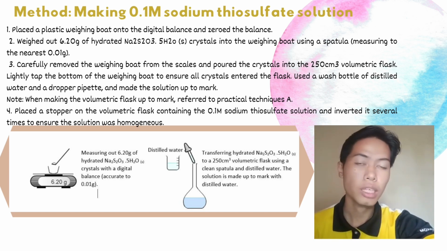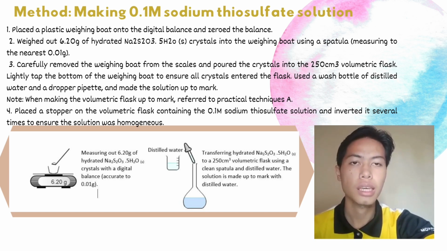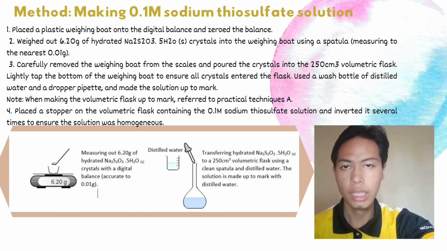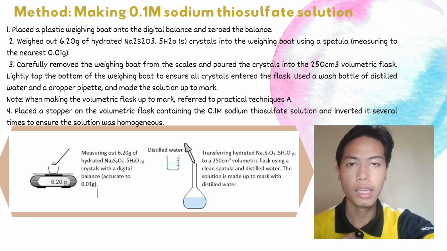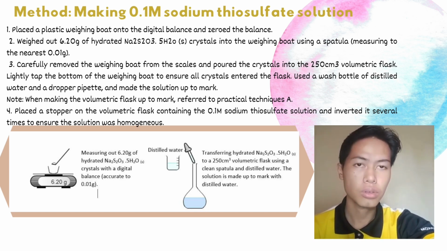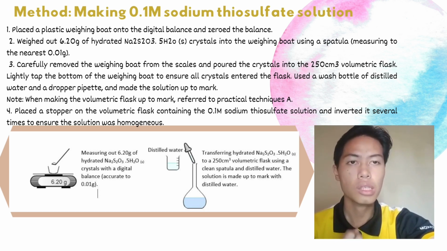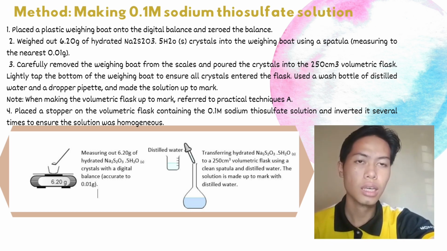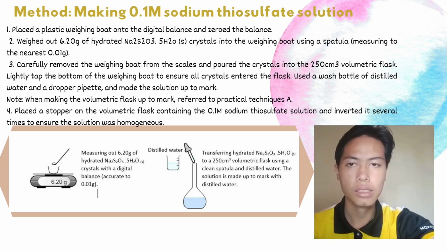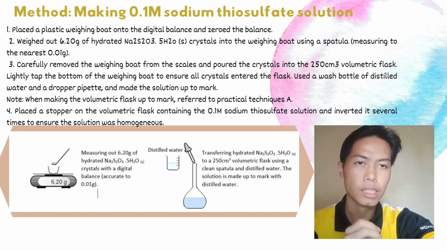Making 0.1 mol sodium thiosulfate solution. Place a plastic weighing boat onto the digital balance and zero the balance. Weigh out 6.2 gram of hydrated Na2S2O3·5H2O crystals into the weighing boat using a spatula. Carefully remove the weighing boat from the scale and pour the crystals into a 250 cm³ volumetric flask. Lightly tap the bottom of the weighing boat to ensure all crystals enter the flask.